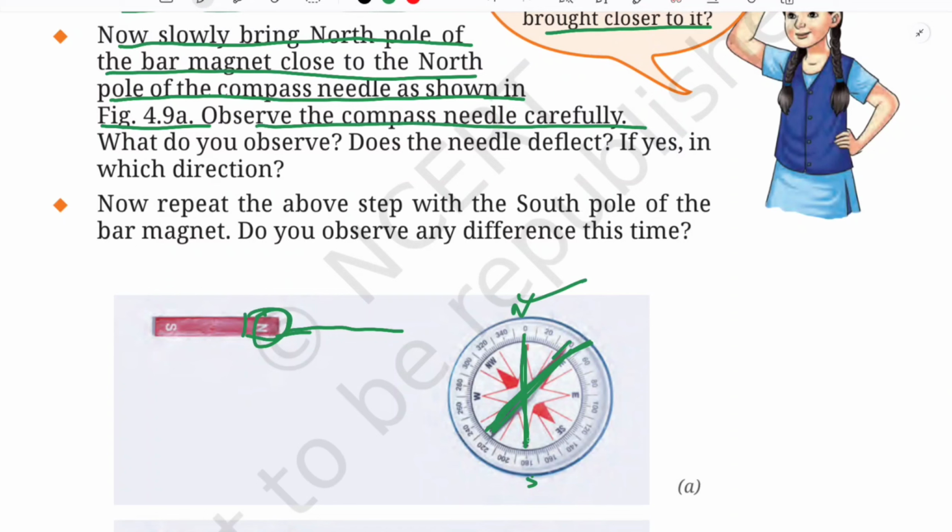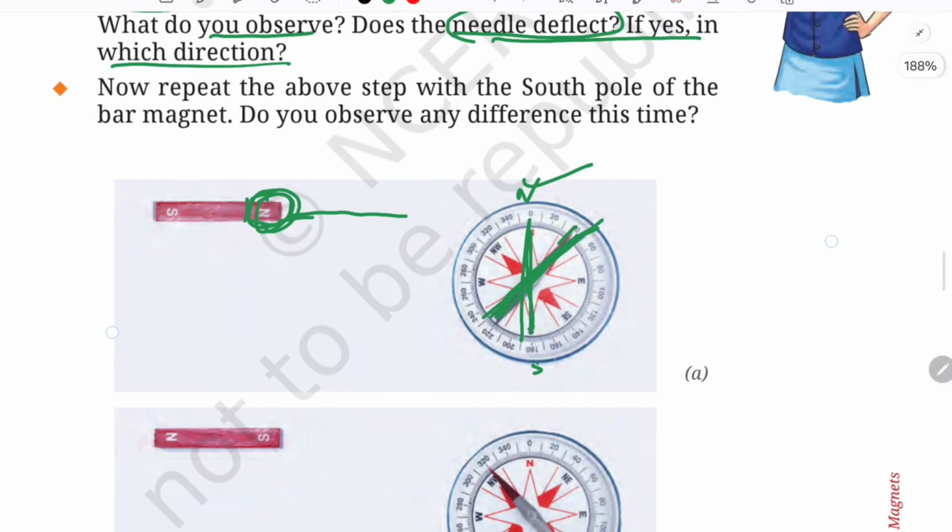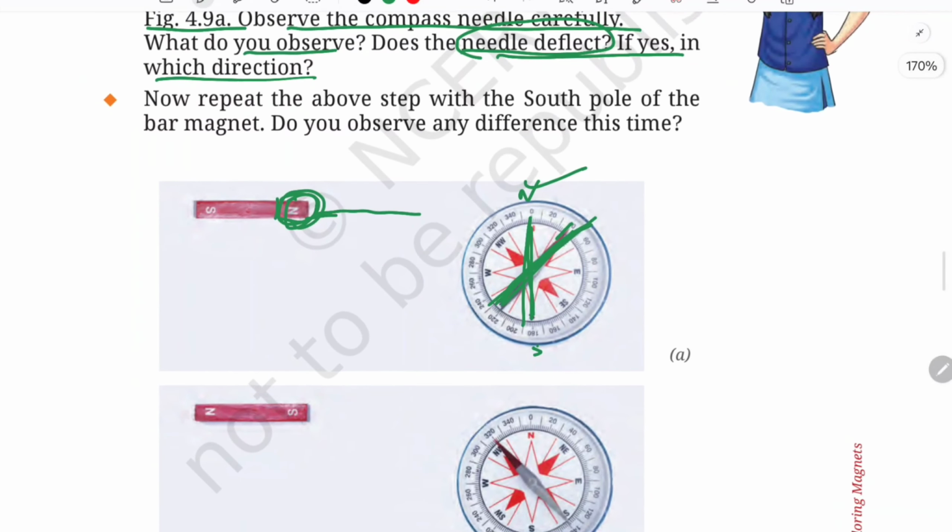Again, observe the compass needle carefully. We have already done this, isn't it? I hope it is clear. So what do you observe? Does the needle deflect? If yes, which direction? We observe that the needle is deflected. That means it went away from this position to this position. Why? Because same poles repel each other. This is what we have just done in our previous experiment. So now again we are going to repeat this same thing with the opposite direction.